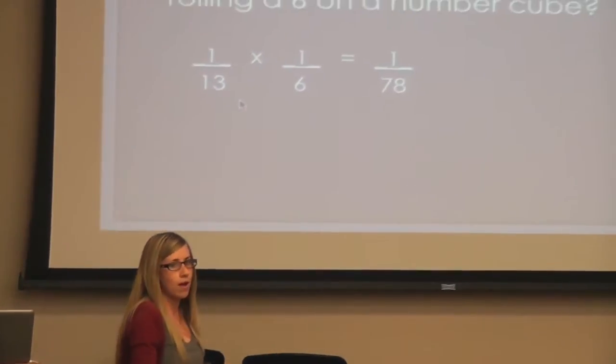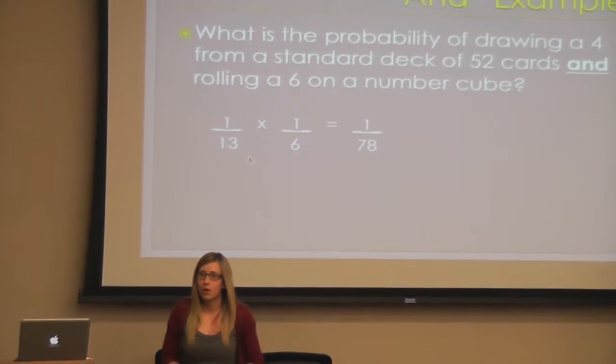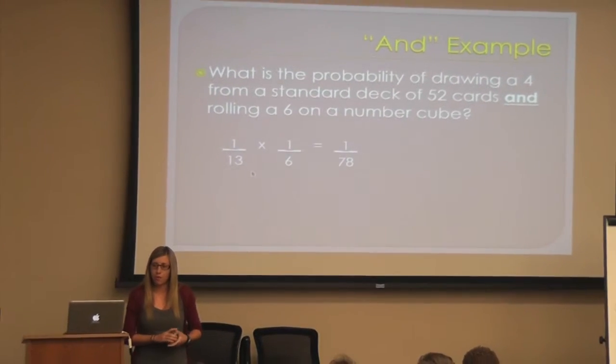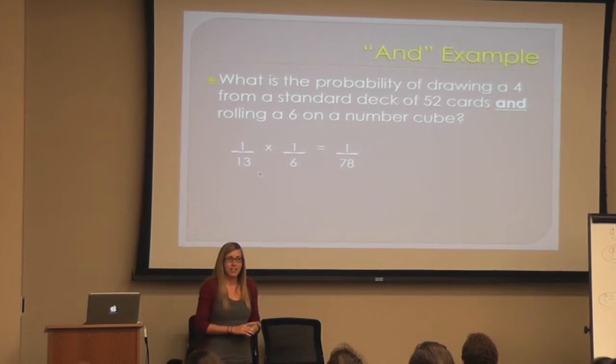So you have 4 4s over 52 cards, which simplifies to 1 over 13. So what's the probability of rolling a 6? 1 out of 6. We've done that a lot. So you multiply and you get 1 out of 78. So how many times would it take you to draw a 4 and roll a 6? 78 times.